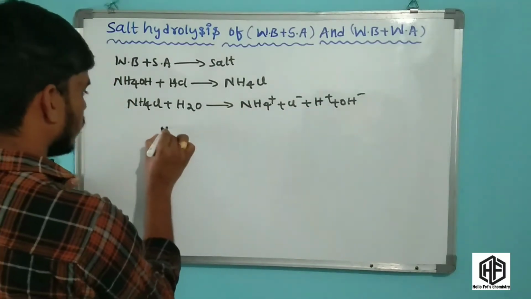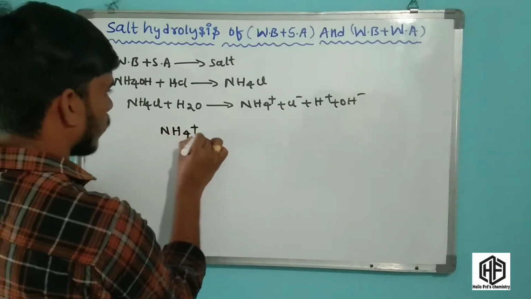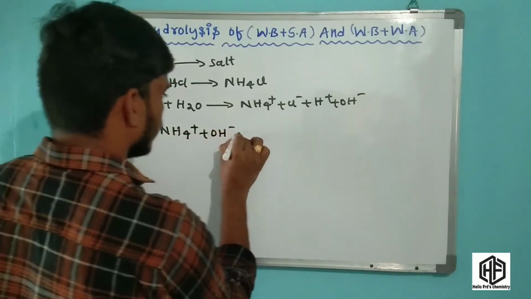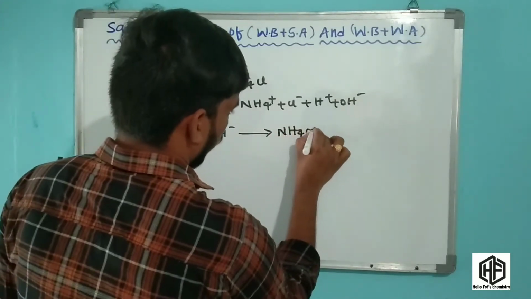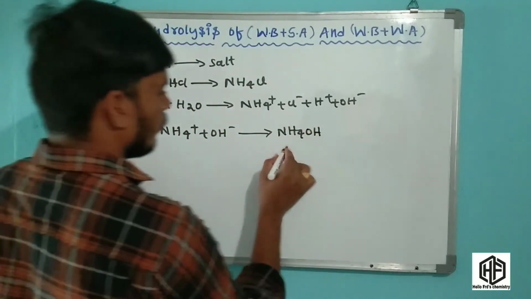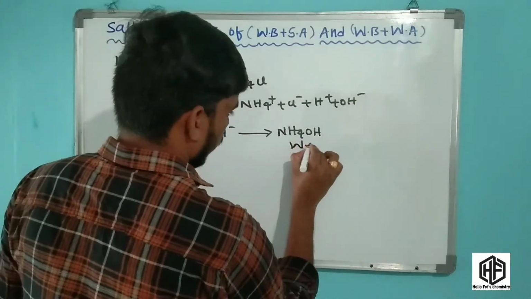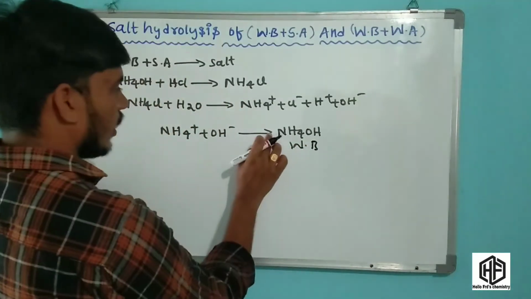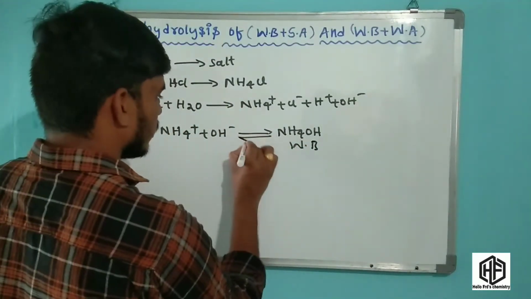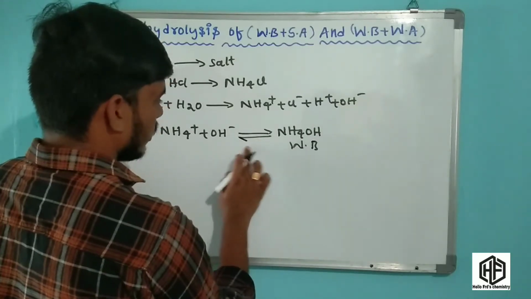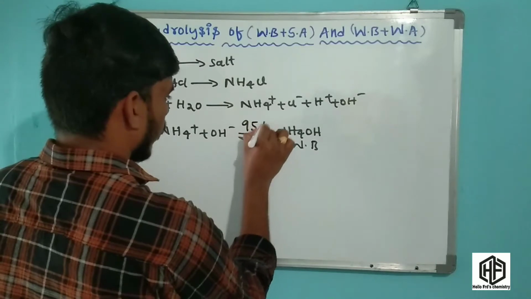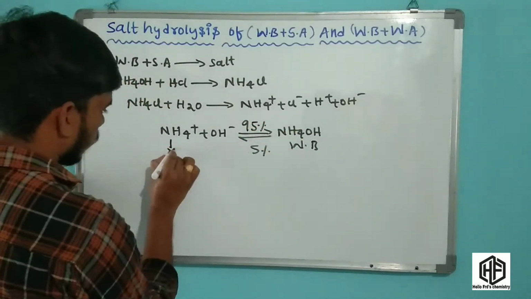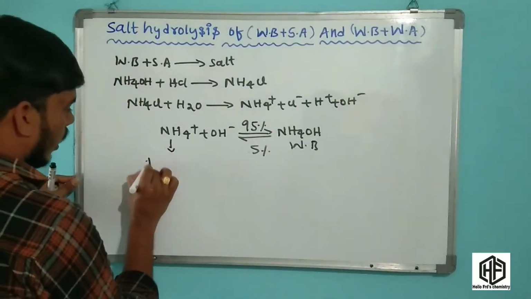NH4 plus and OH minus give NH4OH, which is a weak base. In this direction it is only 5%, and in this direction it is 95%. So these NH4 plus ions undergo hydrolysis.